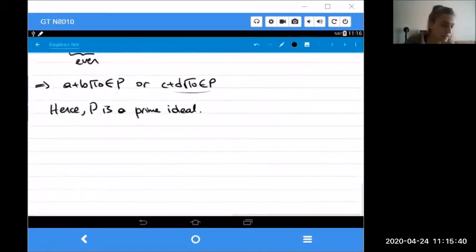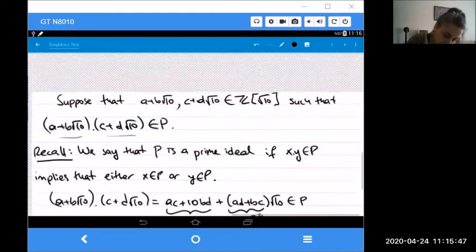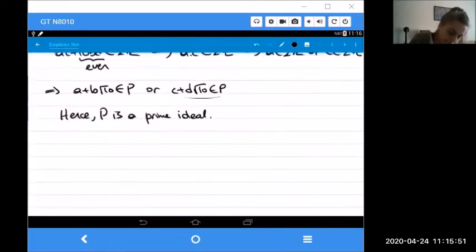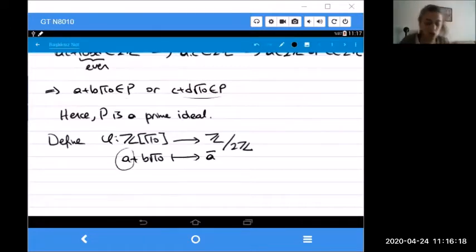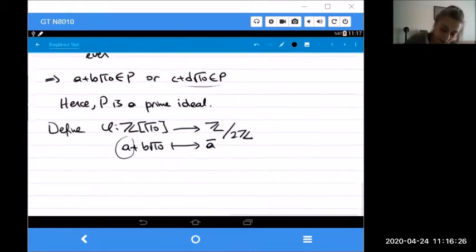Okay. Now, for maximality, let us define phi from our ring Z root 10 to Z over 2Z, that is Z2, taking A plus B root 10 to the modular class of this coefficient A, the modular class of A with respect to 2. Then check that phi is a homomorphism.